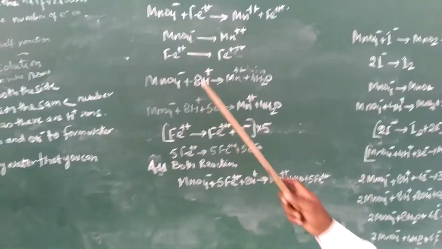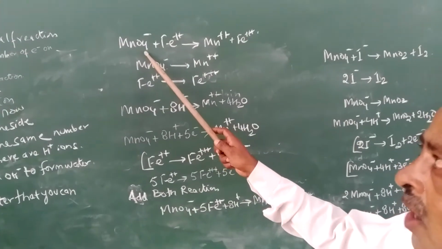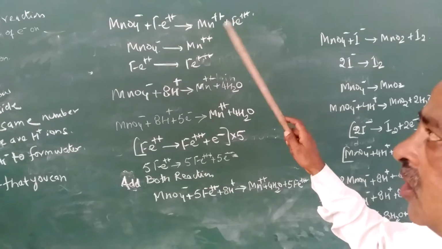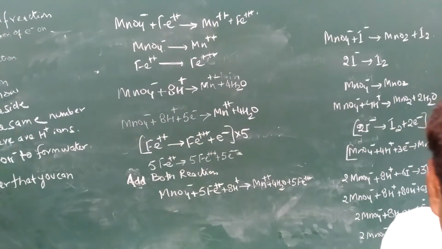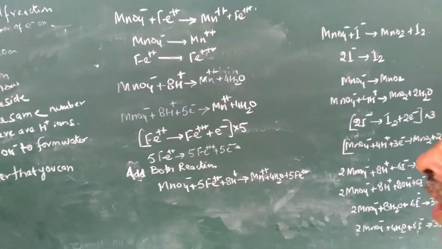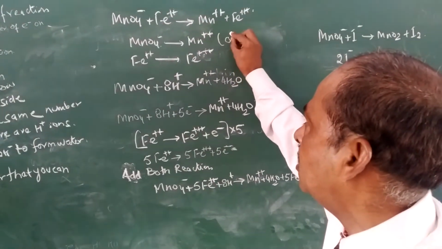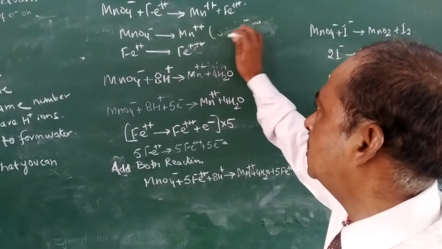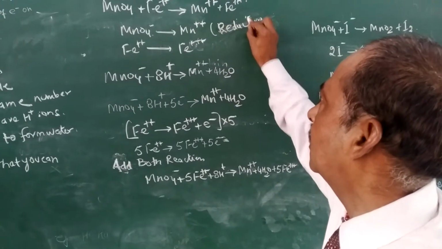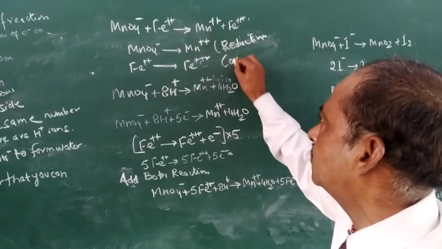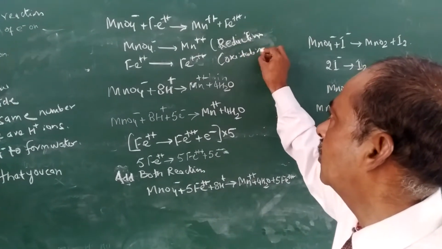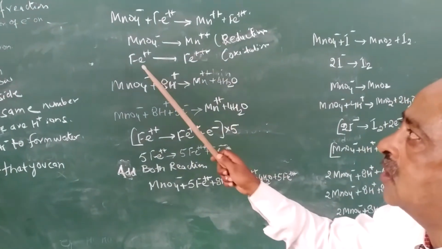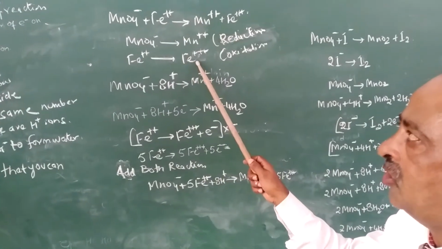Now I take a typical example like MnO4 minus plus Fe2 plus will give you Mn2 plus Fe3 plus. First we will split the two half reactions, one for oxidation and one for reduction. So this is oxidation and this is reduction. Here MnO4 minus is changing into Mn2 plus, Fe2 plus ion is changing into Fe3 plus.